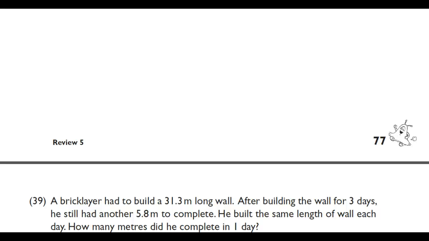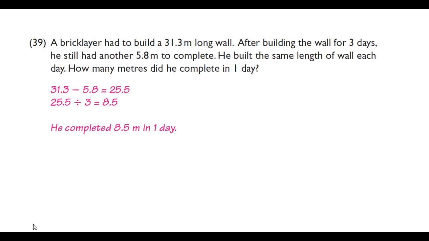After building the wall for 3 days, he still had another 5.8 meters of the wall to complete. He built the same length of wall each day. How many meters did he do to complete one day? Take your time to understand this question. I'll just flash the answer for you. Copy the answer down and make sure you understand. What he has actually done was 25.5 for 3 days, then if you take 25.5 divided by 3, each day he completed 8.5 meters.